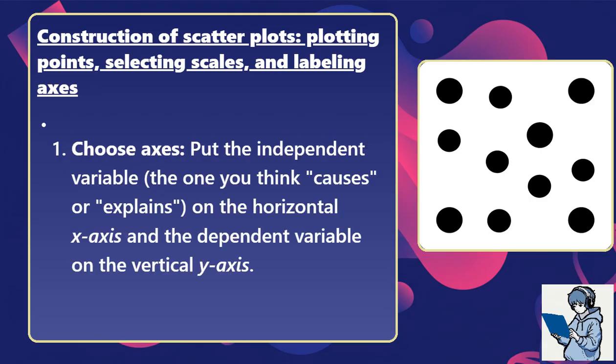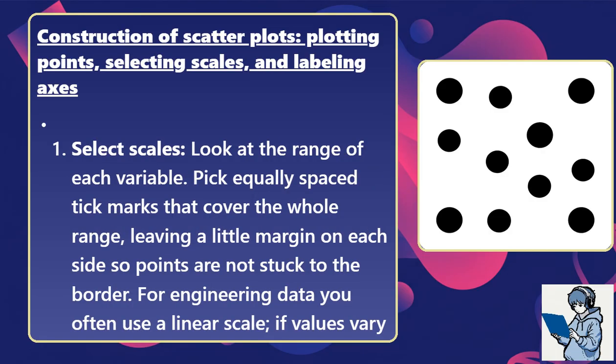Put the independent variable, the one you think causes or explains, on the horizontal x-axis and the dependent variable on the vertical y-axis. Step 2. Select scales. Look at the range of each variable. Pick equally spaced tick marks that cover the whole range, leaving a little margin on each side so points are not stuck to the border.